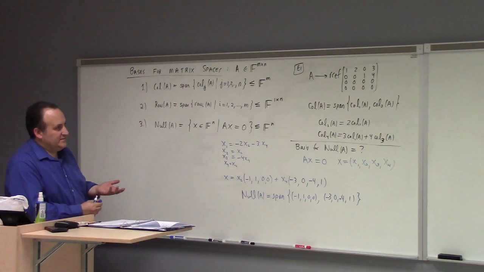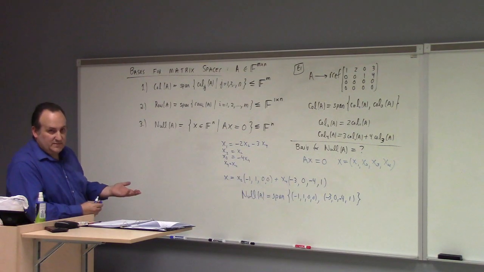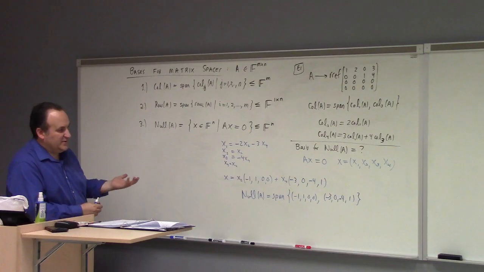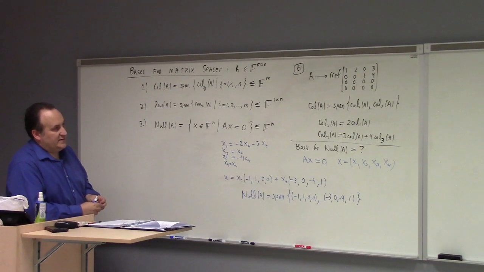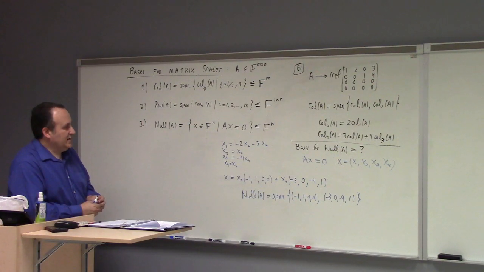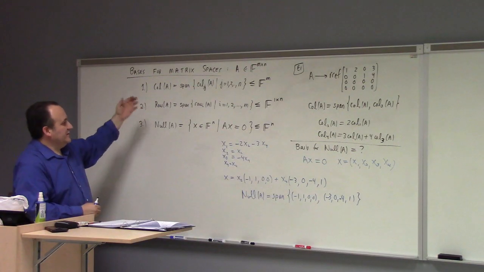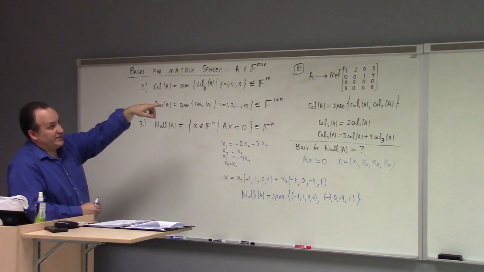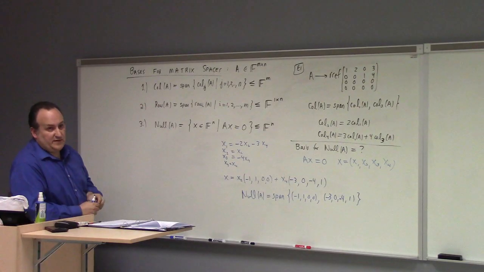This is not an accident that the null space is two-dimensional and the column space is two-dimensional, because remember, we have the rank nullity theorem. The dimension of the null space plus the dimension of the column space has to be equal to the number of columns in the matrix, which in this case is 4. Now, I don't talk much in 221 personally about the row space, but the row space has a basis which is given by the non-zero rows in the reduced row echelon form of A.